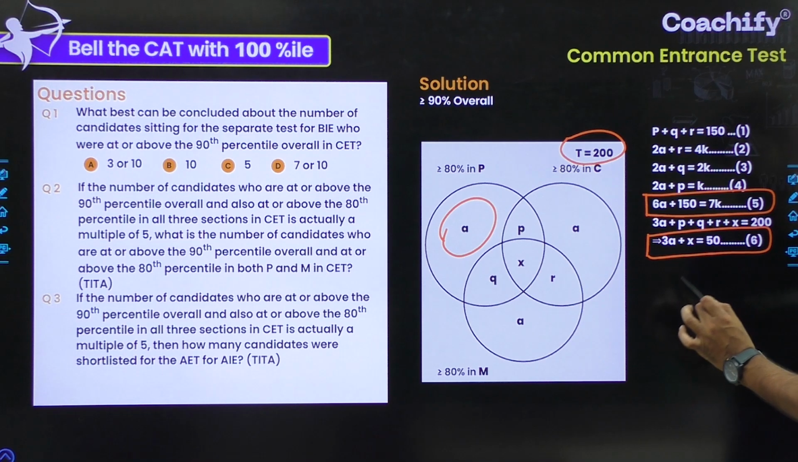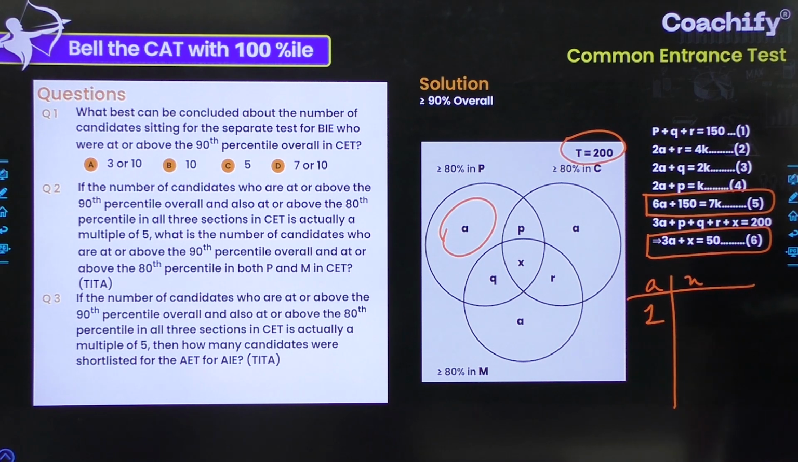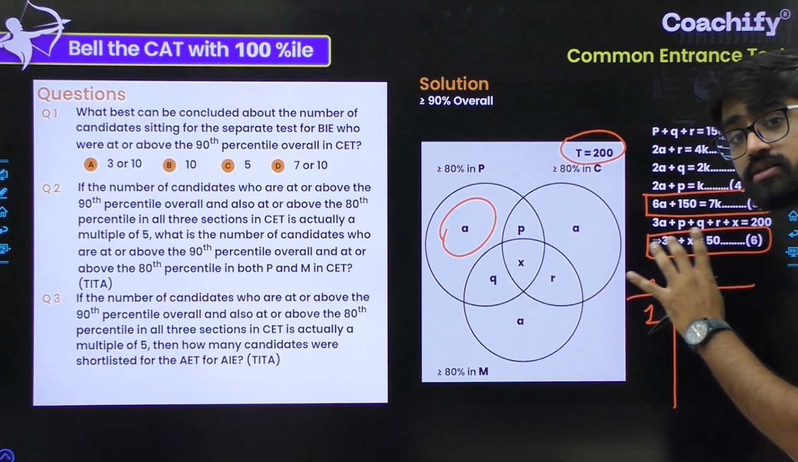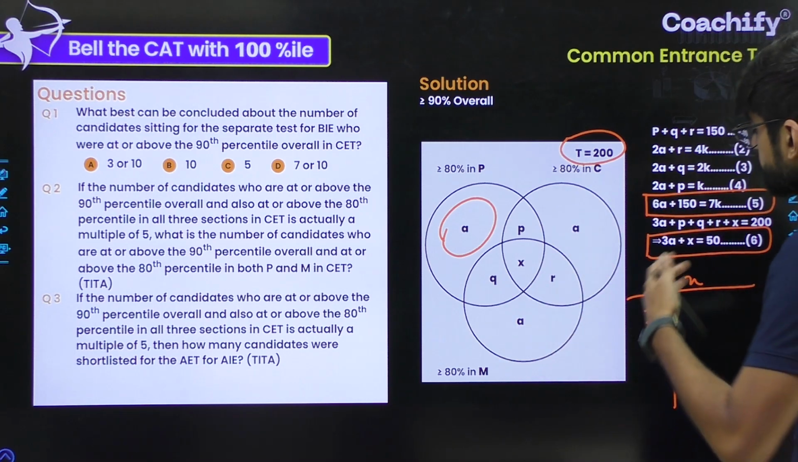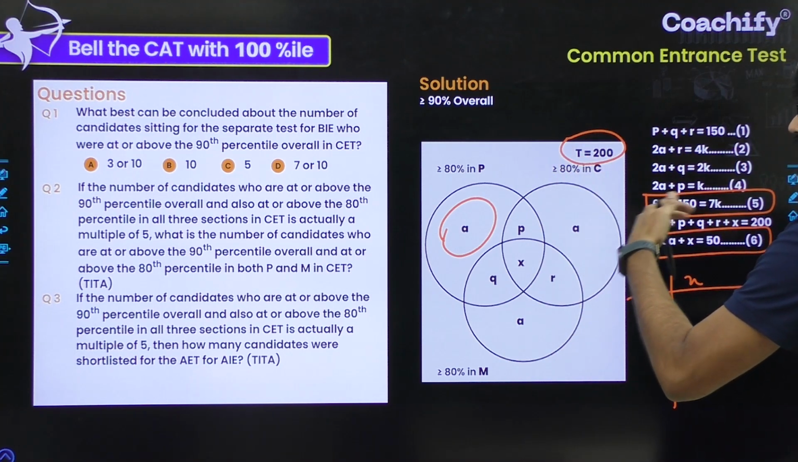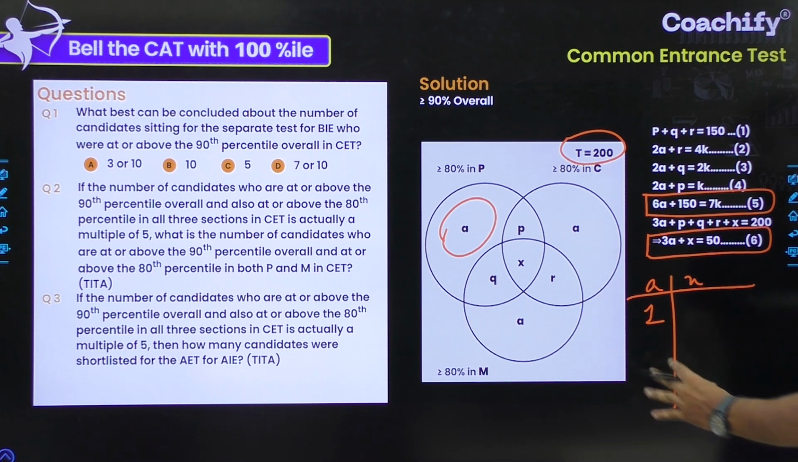So let's say, firstly, that the value of A is 1. If the value of A is 1, that means 6 into 1 is 6, 156. So 156 is divisible by 7 or not? It is not divisible by 7. And K cannot be in decimal. Why? Because we are talking about number of candidates, and number of candidates cannot be in decimal, right? So K cannot be in decimal. So we cannot take A as 1, right?